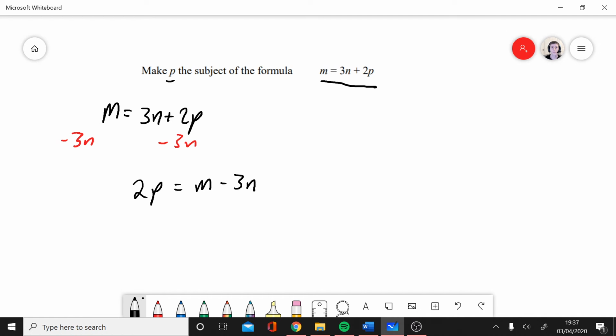Now the next step, we have our 2 multiplied by P. So in order to get rid of this 2, we're going to divide it by 2. So we're going to divide both sides by 2, and we end up with P being equal to M minus 3N over 2.